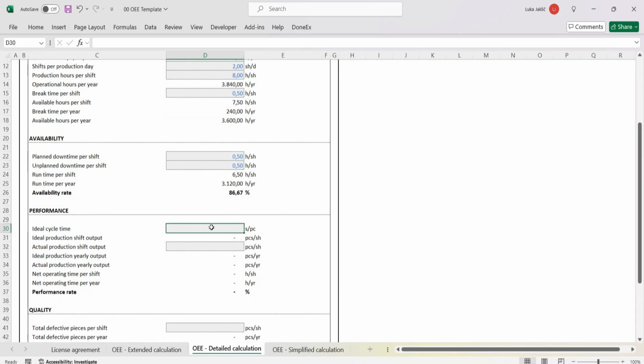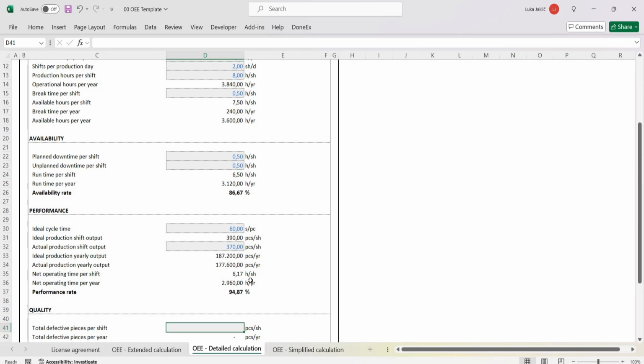Next, we evaluate performance. Performance measures how well the equipment is used when it is running. Assuming an ideal cycle time of 60 seconds per part, the ideal production output per shift would be 390 parts. However, the actual production output per shift is 370 parts. Annually, the ideal production output is 187,200 parts, but the actual output is 177,600 parts.